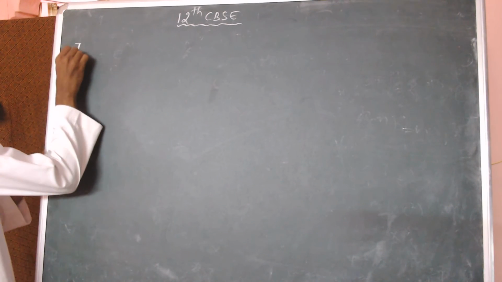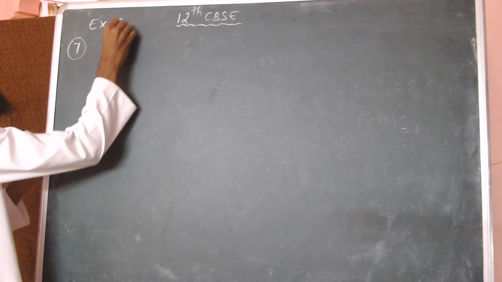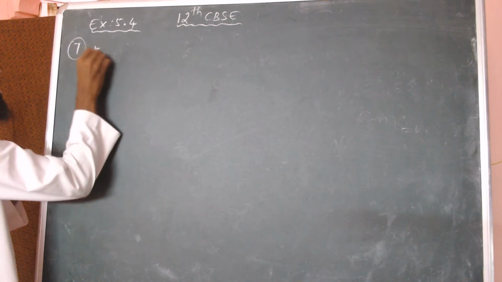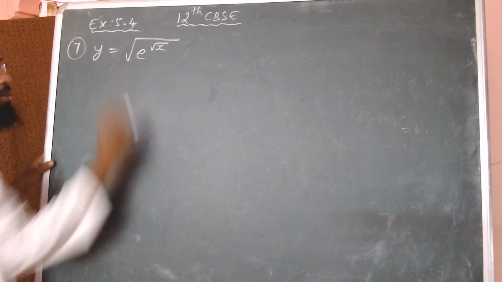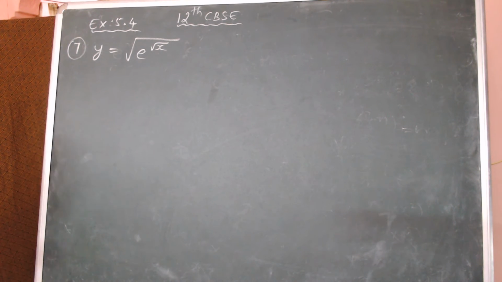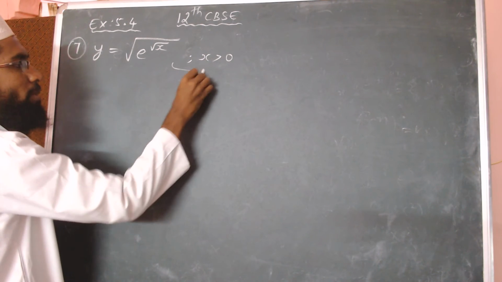Now we'll get into the sums. So 7th sum, exercise 5.4: y equals root of e power root x, where x is greater than 0. Let me take this to be my equation 1.